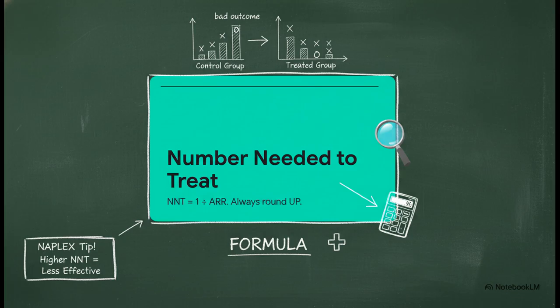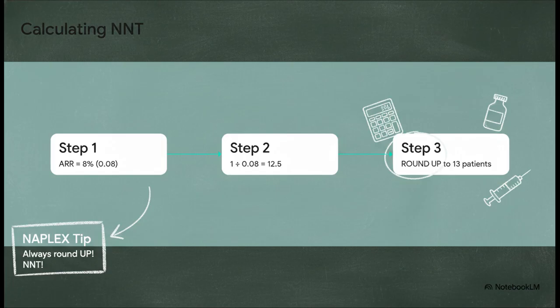The formula is beautifully simple. You just divide 1 by the absolute risk reduction expressed as a decimal. Let's do the math on this one. Step 1. Say our absolute risk reduction is 8%. We must convert that to a decimal first, making it 0.08. Step 2. We calculate 1 divided by 0.08, which gives us 12.5.